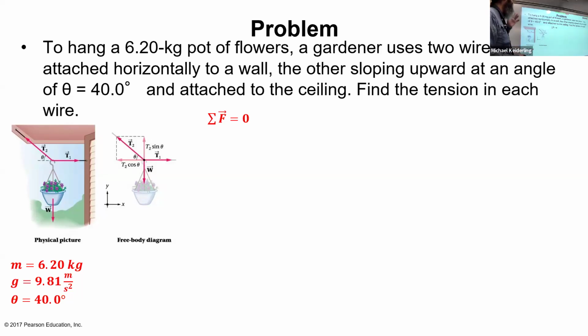We know the sum of all the forces equals 0. That means the sum of all the forces in each direction equals 0. So we'll start vertically because we know what the weight is. So the sum of all the forces in the y direction equals 0. So tension 1y plus tension 2y plus weight y equals 0.